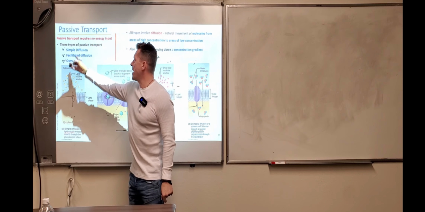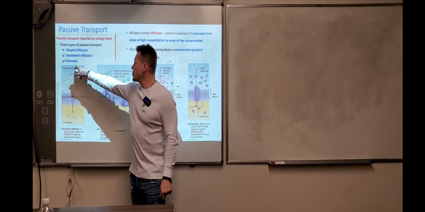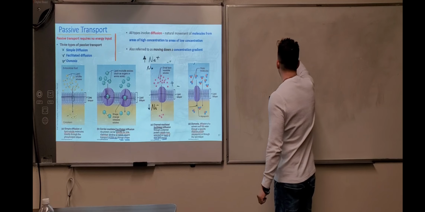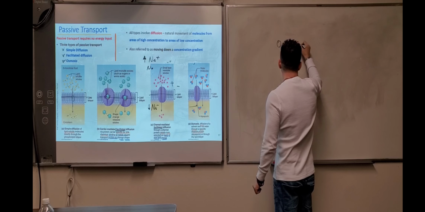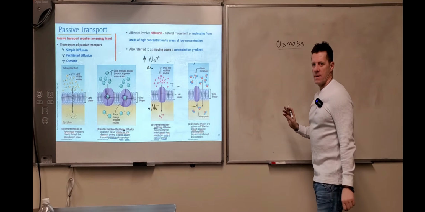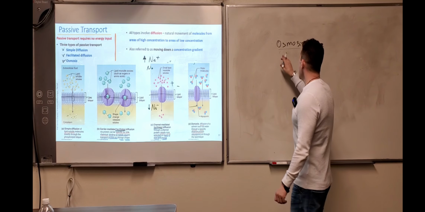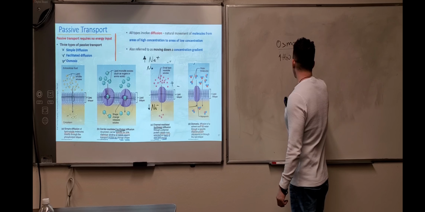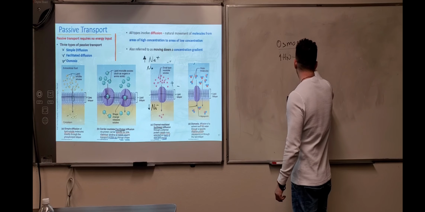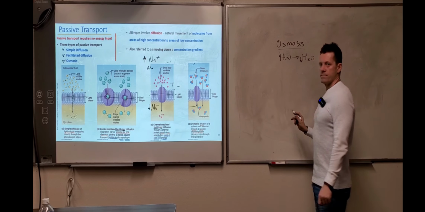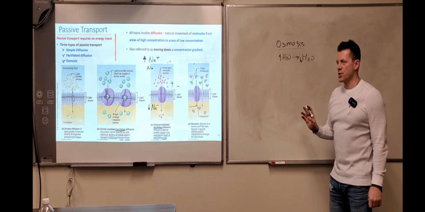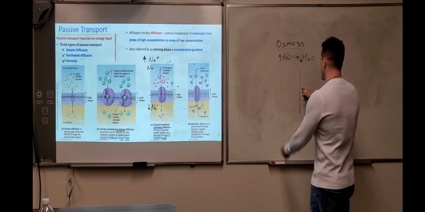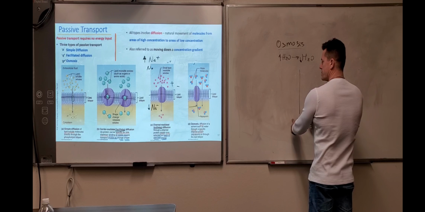It is all passive transport. But I want to add something to osmosis. So the osmosis, and please understand that and memorize that. That would be very important. Osmosis is the movement of water from high concentration of water to low concentration of water. Understandable, passive transport. But here is your gradient.